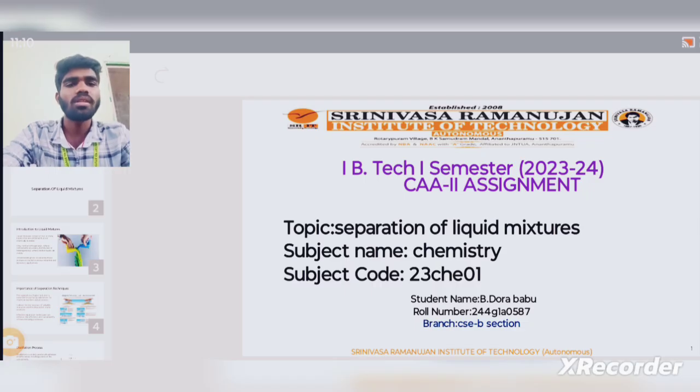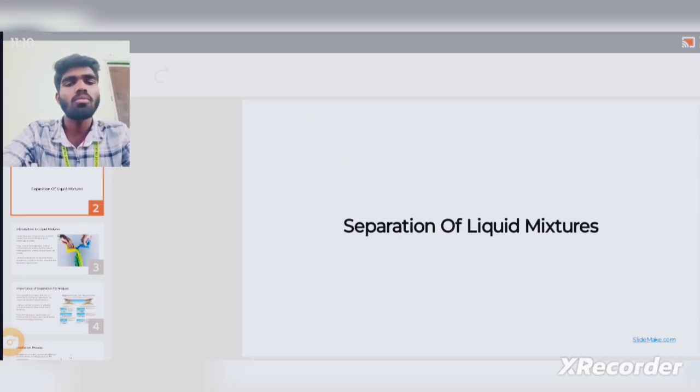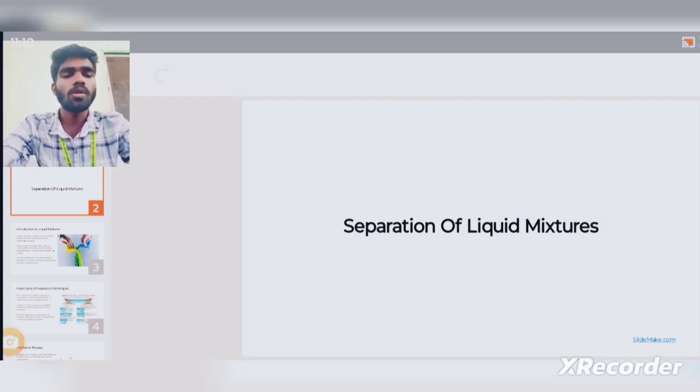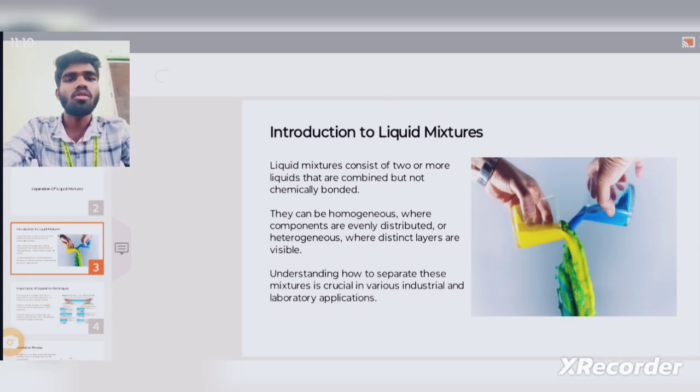Subject code is 23CHG01 and the topic is separation of liquid mixtures, and we are discussing how to separate liquid mixtures into different components. Now we have to see, first, the introduction to liquid mixtures.